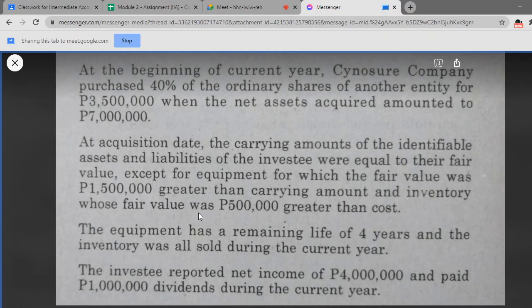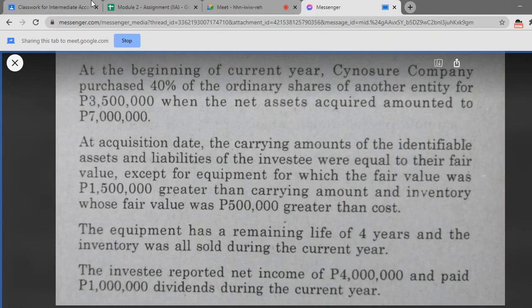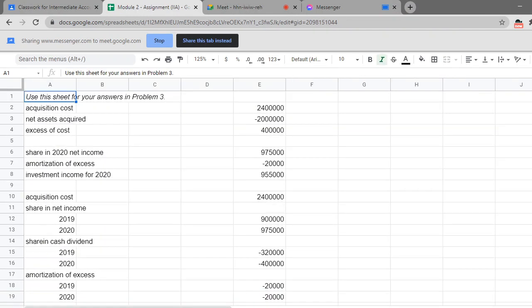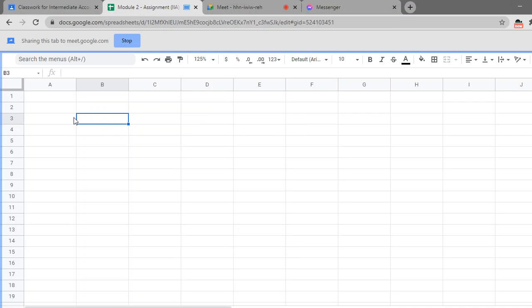So, ang tinatanong lang naman is yung investment income, then ano nga ulit yung mga items that will affect our investment income? Balikan natin, share in profit, fair value over cost, net fair value over cost, and excess of fair value. Excess of cost over fair value. So, in our problem, may profit ba? Yes, may profit. That's 4 million. So, compute tayo dito na lang. So, we have share in profit na 4 million times 40%, right? So, this is our share in profit.